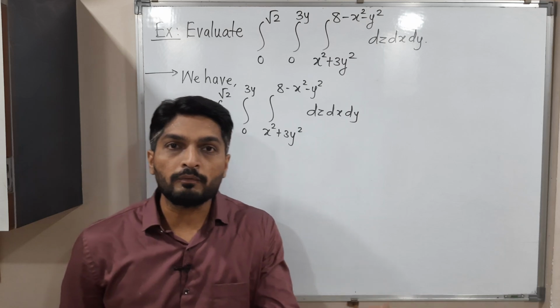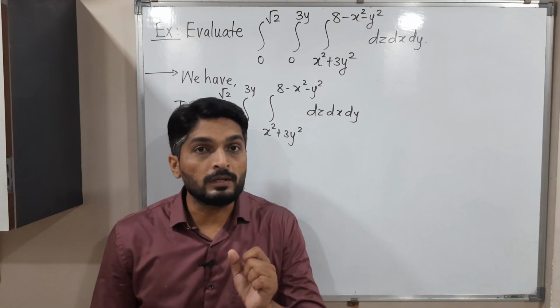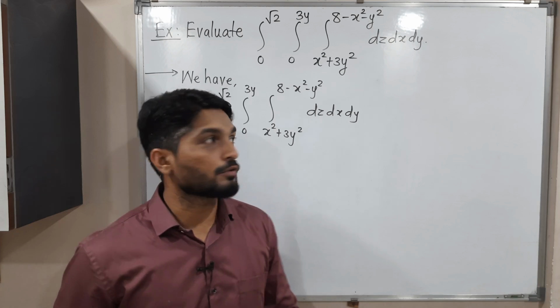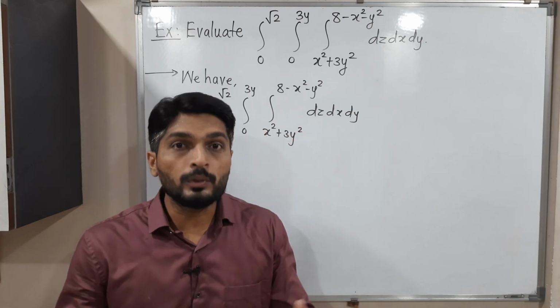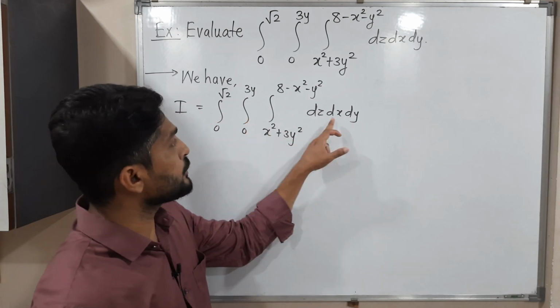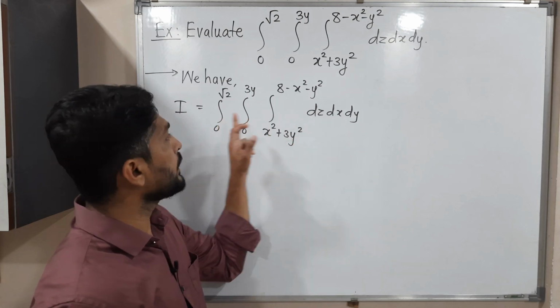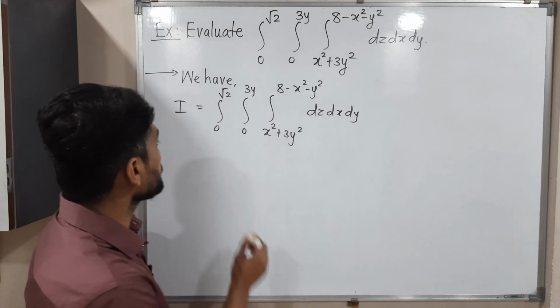So that means for one variable we have one integration. In case of triple integration, we solve the inner integration first, then we solve the middle integration, and then we solve the outer integration. So the inner integration is with respect to z, the middle integration with respect to x, and the outer integration with respect to y. So I will focus on the inner integration.